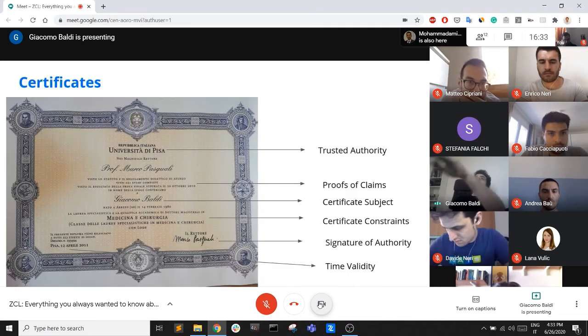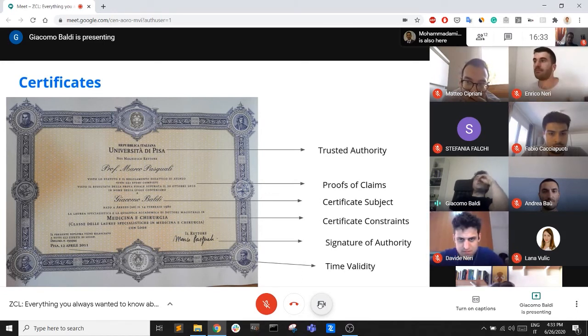So, first, an introduction. This is my medicine degree that I took in 2011, and there is a very, very strong relation between real-world certificates and digital certificates, because PKI is all about public keys and digital certificates. So, what you see in these certificates, first of all, the first line is a trusted authority. There is more than one trusted authority.